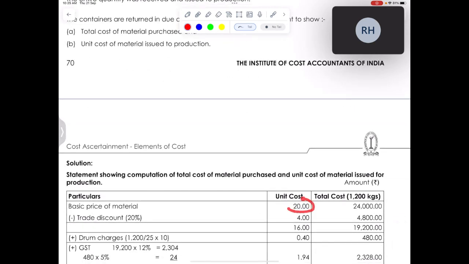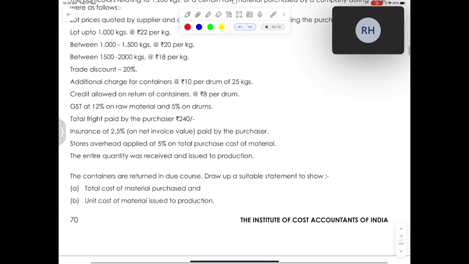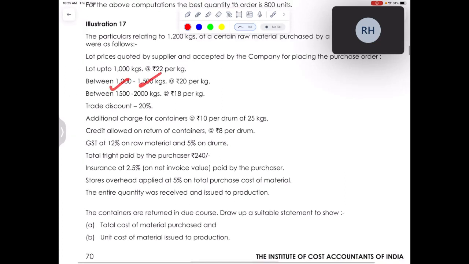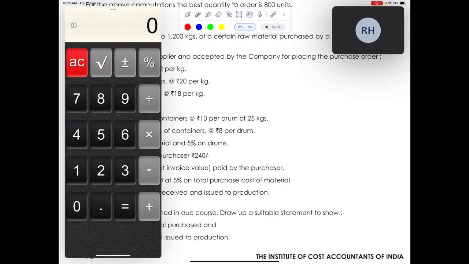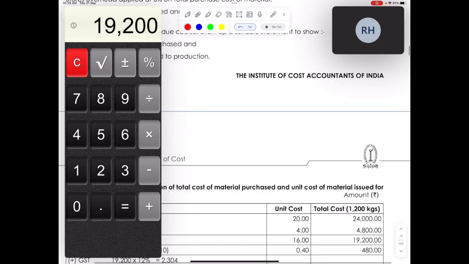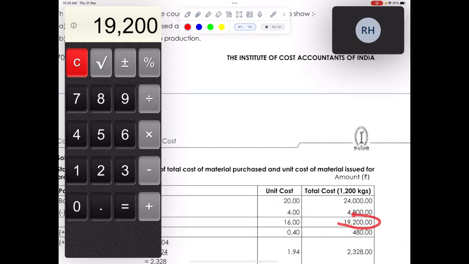20 rupee is the price applicable to me because I am purchasing between 1000 to 1500 kg. For 20 rupee of raw material, multiplied by 1200, it's 24,000. But I will receive a trade discount. What is the quantity of trade discount? 20%. So the purchase cost payable to the supplier is 19,200. I have to pay 19,200 rupees to my supplier.